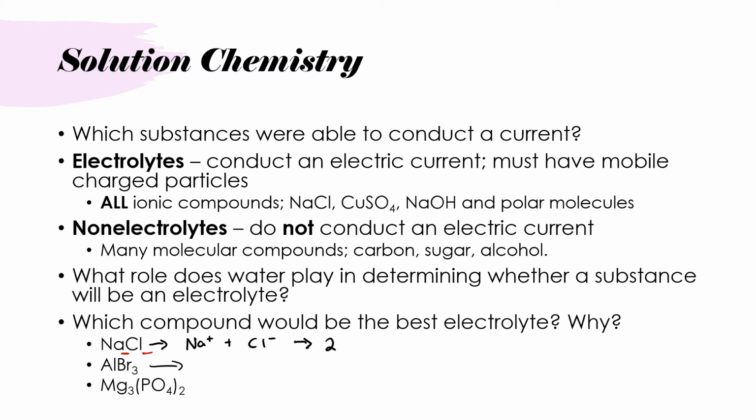For the next one, I'm going to count up the subscripts: 1 plus 3 gets me 4. And here, y'all, remember, this is a polyatomic ion. You can scribble it out and just put X, and that represents a particle. So how many ions does it release? It has 3 plus 2, which gets us 5. So the best electrolyte would be magnesium phosphate.